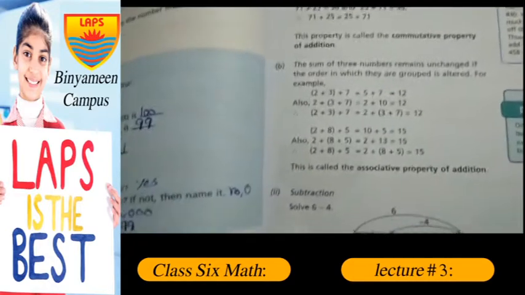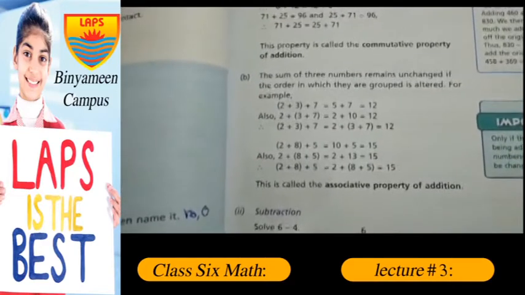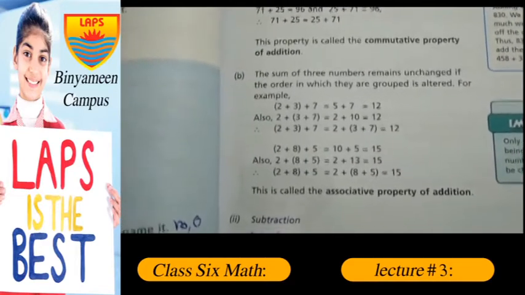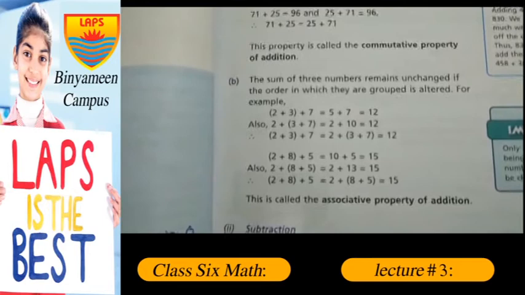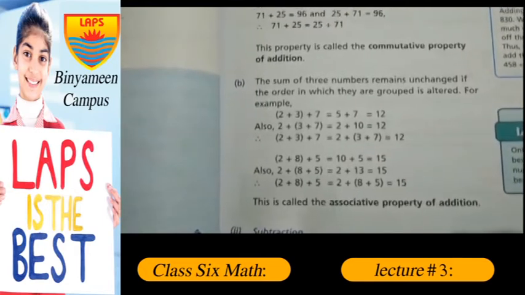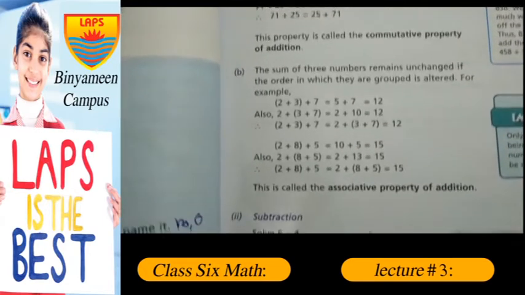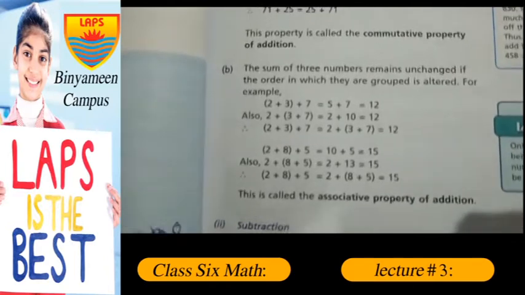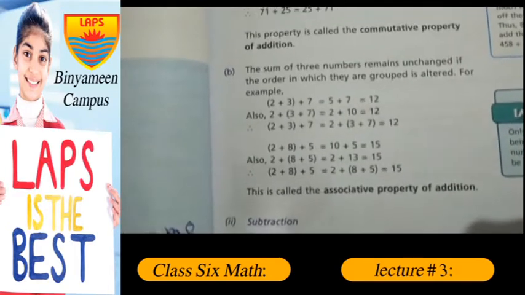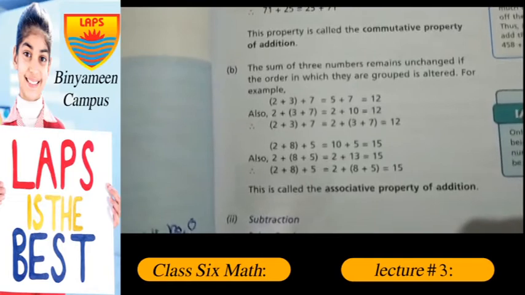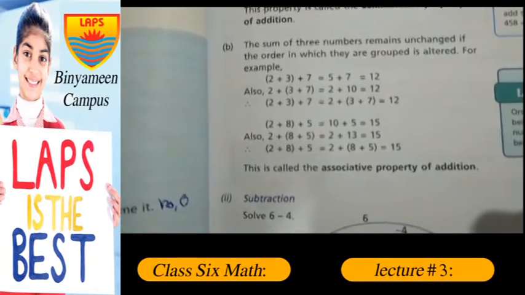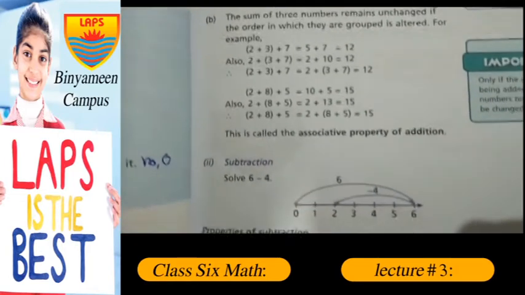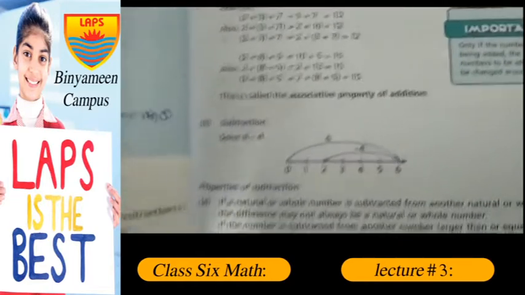The second example: the sum of three numbers remains unchanged if the order in which they are grouped is altered. For example, (2 plus 3) plus 7 is equal to 5 plus 7 is equal to 12. This is called the associative property of addition.